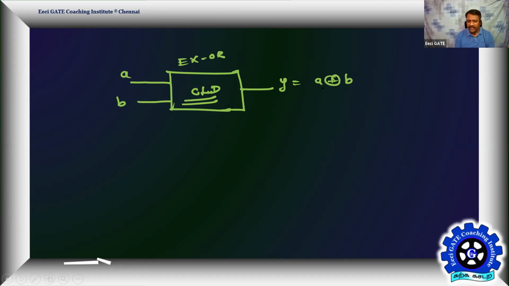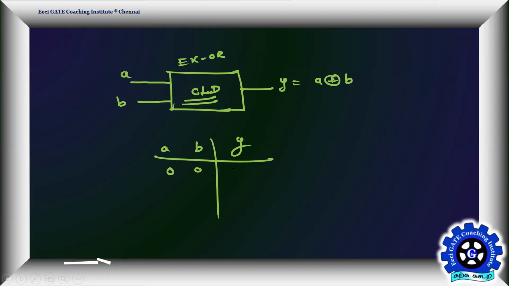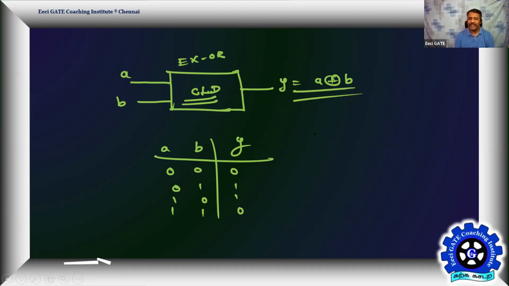What exactly does this mean? Refer to the table. A, B, and this is Y. Once again, 0 0, tell me what is the result? 0. 0 1, it is 1. 1 0, it is 1. 1 1, it is 0. Now tell me, what is Y? From the table, give me a Boolean logic expression for Y that is equivalent to A XOR B.